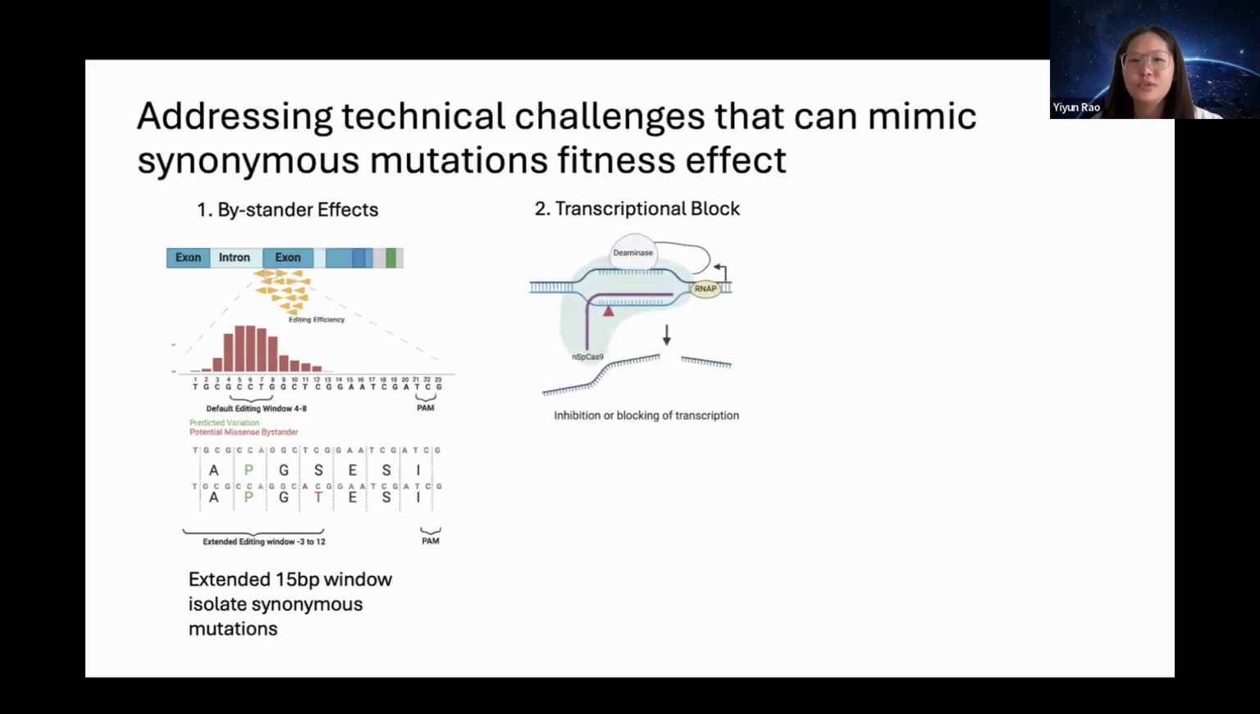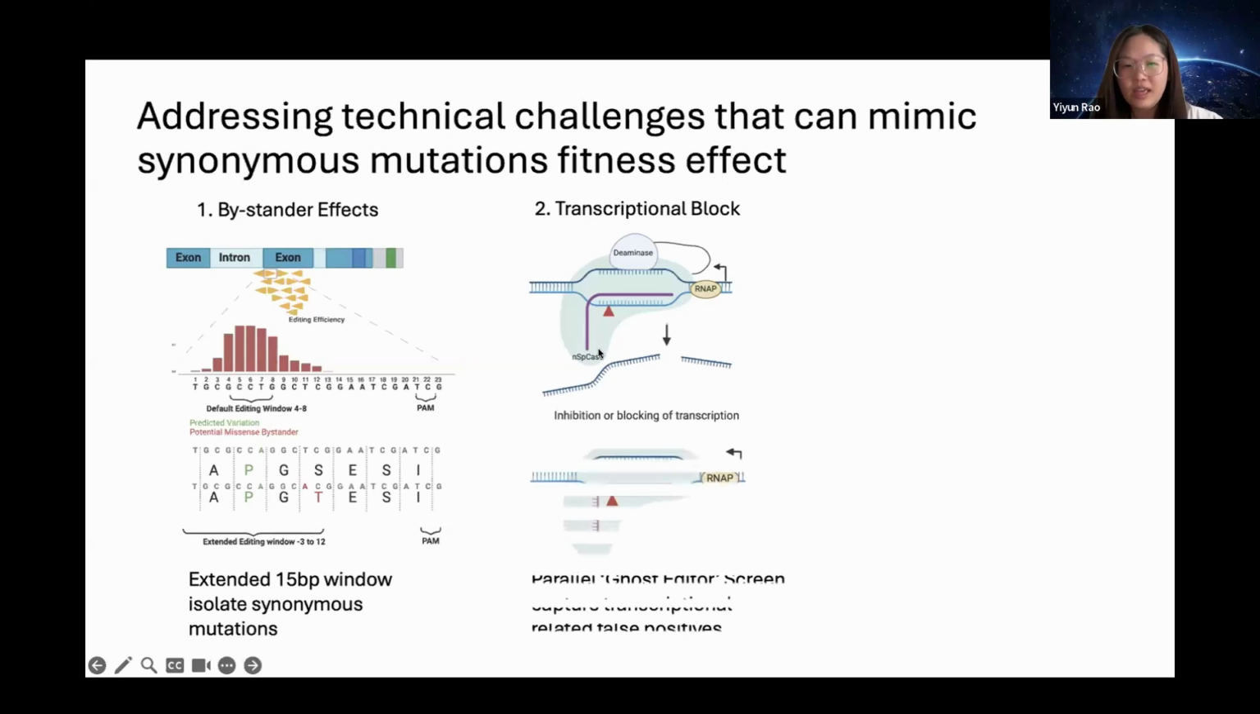And the second issue we identified is that the base editors are very large fusion proteins and they bind the DNA. That means they can physically interfere with the transcription. And this is not random speculation, because the CRISPR-mediated transcriptional regulation system is invented based on this principle. But in a screen, this is not what we want, because that means the dropout phenotype might not be due to the mutation itself. So to address this, we designed a ghost editor control.